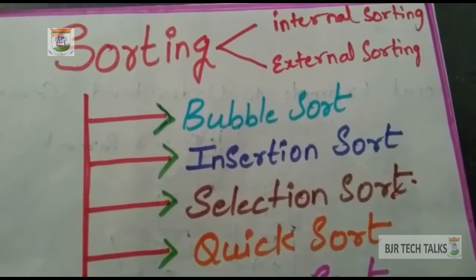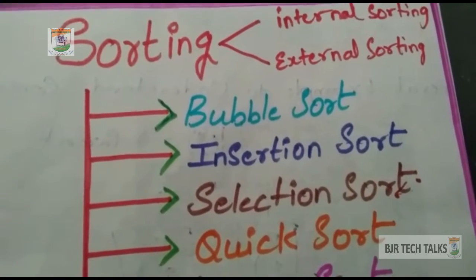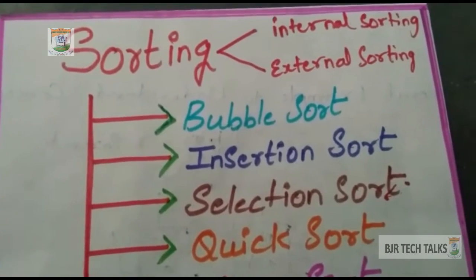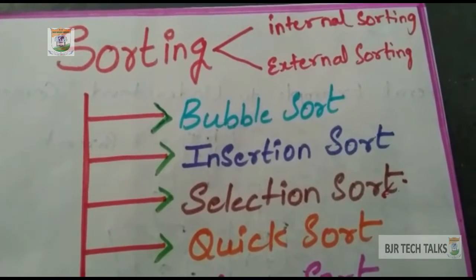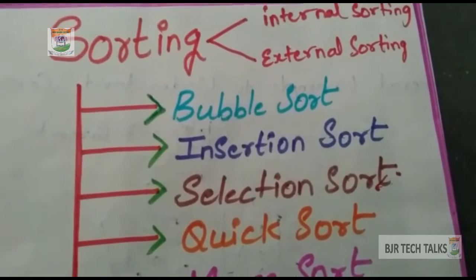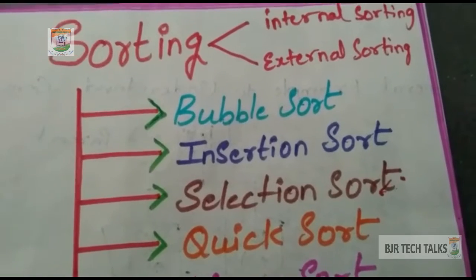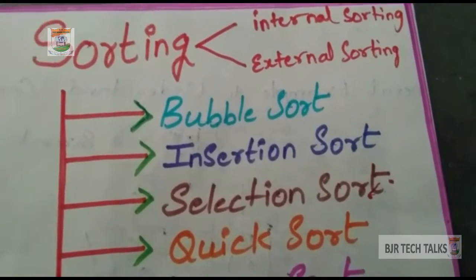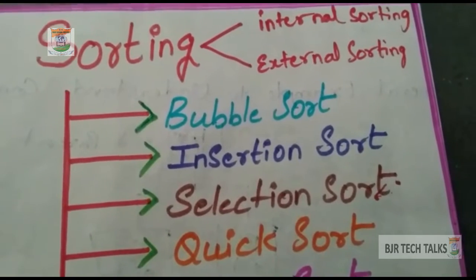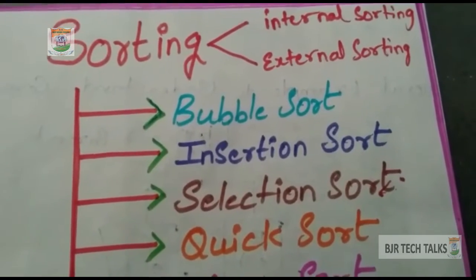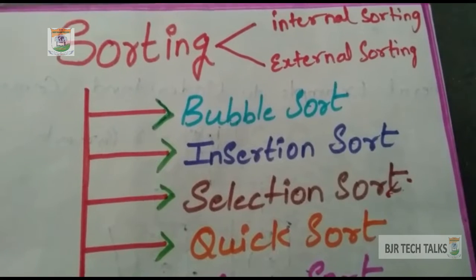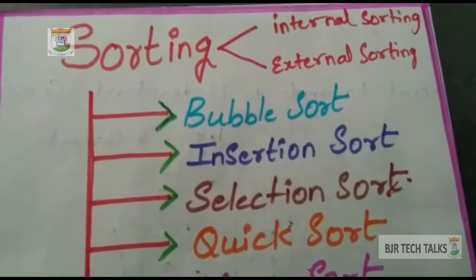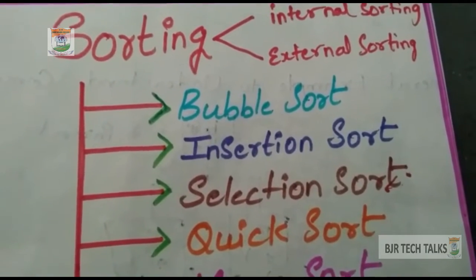Sorting is nothing but ordering and listing of objects. Here you can see two types of sorting: one is internal sorting and one is external sorting. Internal sorting is when the number of objects or elements we are giving is small enough to fit in their storage.